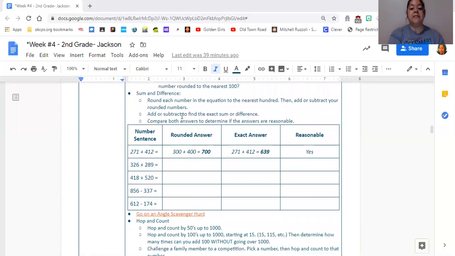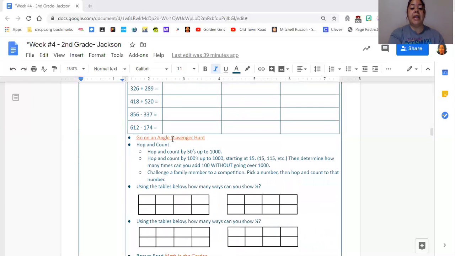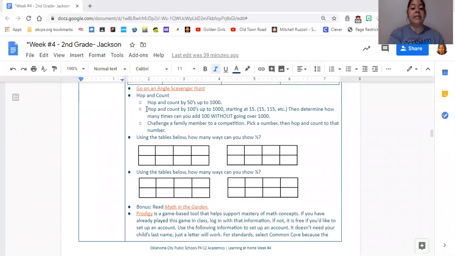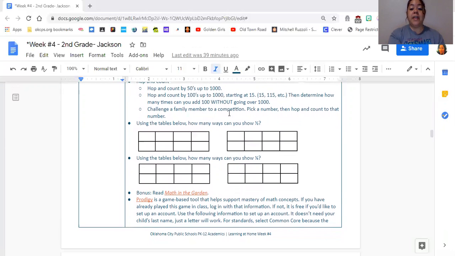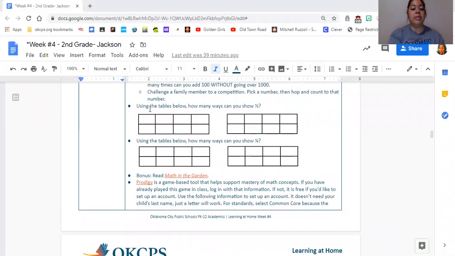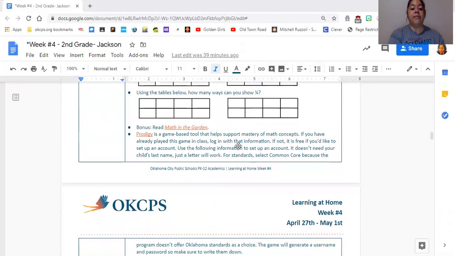This is a sum and difference activity, and this chart can be made right on your paper. There is an angle scavenger hunt where you are talking about right angles, angles more than 90 degrees, or angles less than 90 degrees. There is a hop and count by 50s up to 1,000, and hundreds up to 1,000, and then challenge a family member to a competition and do the same thing. Then you can use the tables below to show how many ways you can show 1/2 or 1/4.